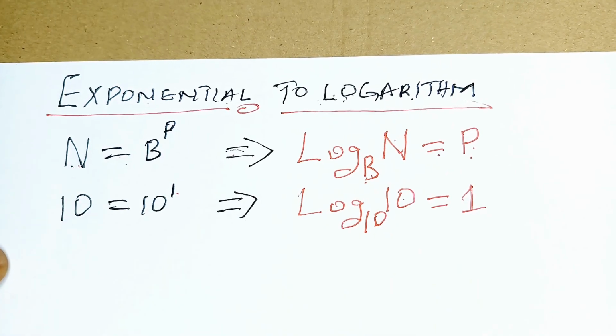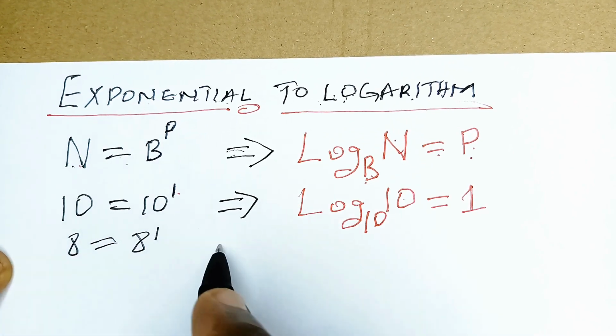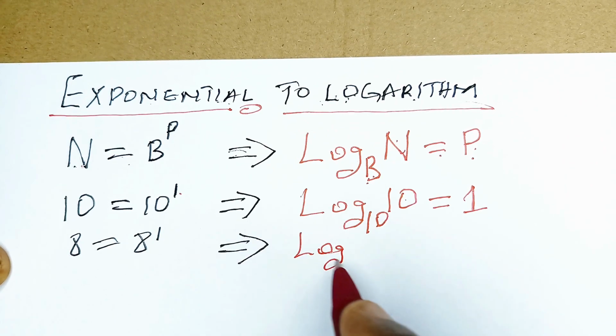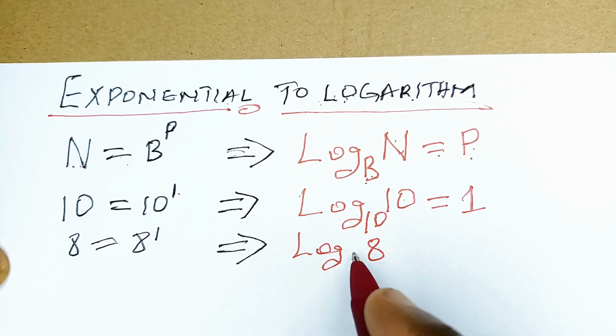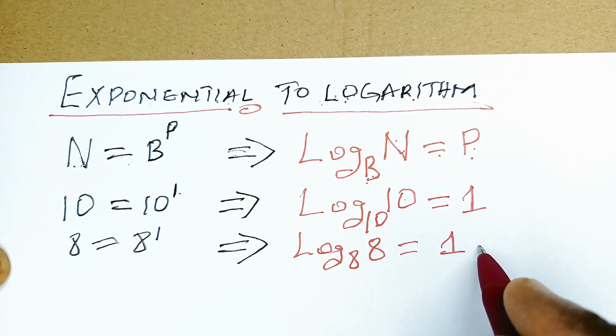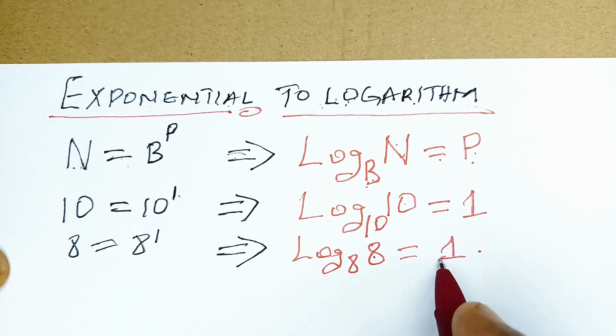If we check another thing here, for example, 8 is the same thing as 8 raised to the power of 1. This implies log of 8 to base 8 is equal to 1. So that's why log of a number to the same number will always give us 1.